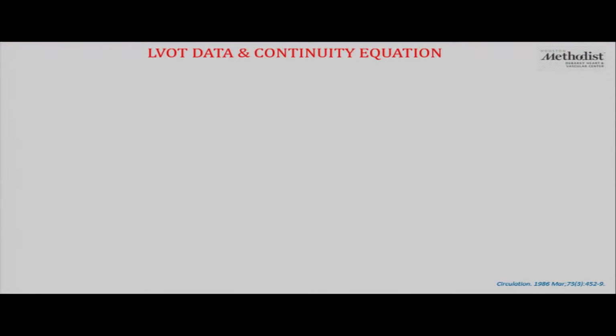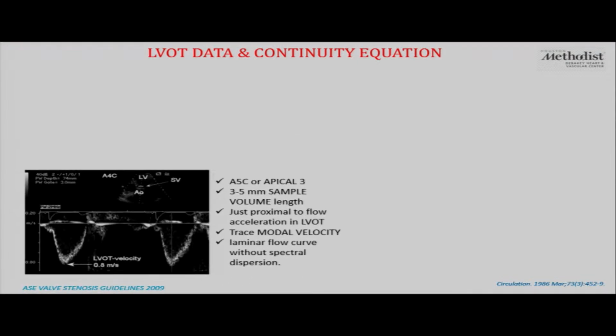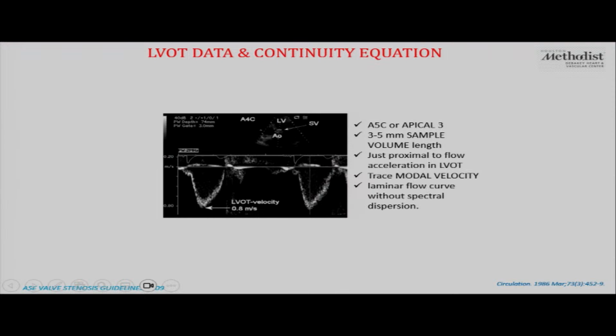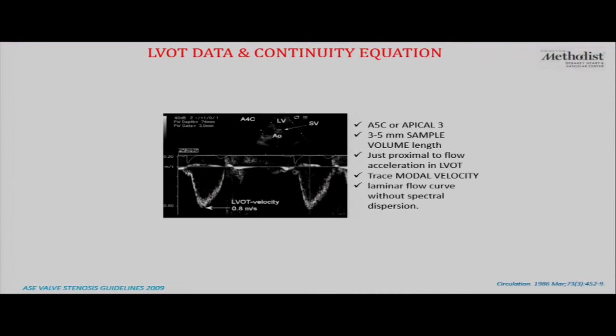And what is the next important step, right? So LVOT Doppler data, make sure you're putting a 3 to 5 mm sample volume in the area of flow acceleration. And what's another important point is make sure you're tracing the modal velocity, right? You don't want to trace the hairs at the tip of the Doppler pattern.